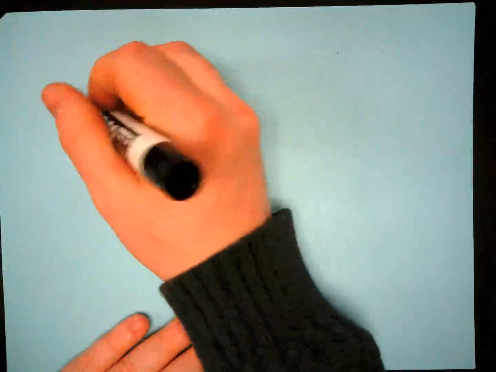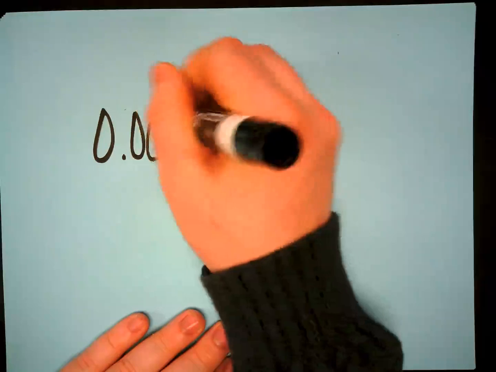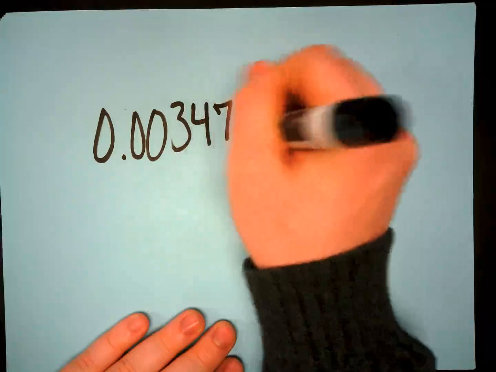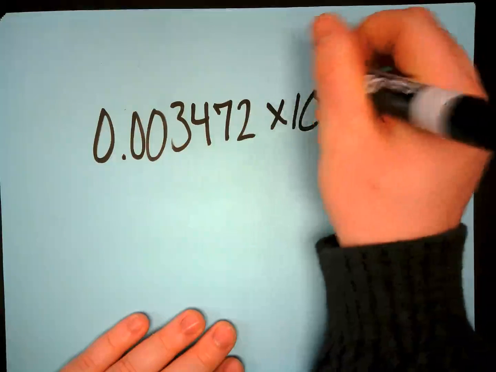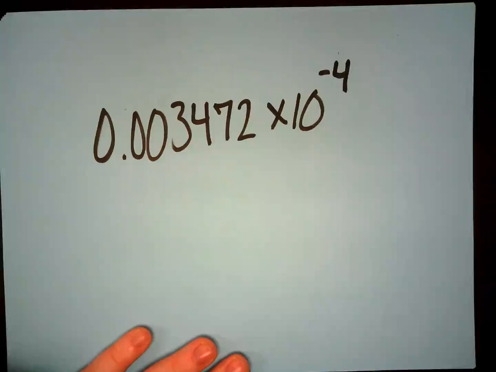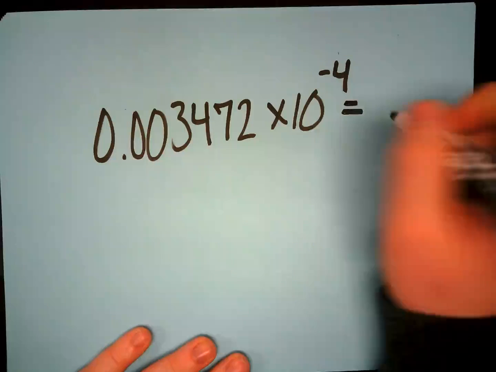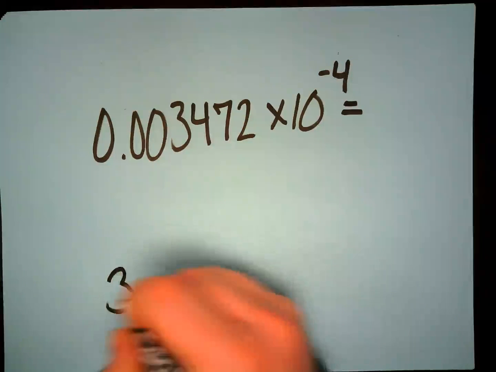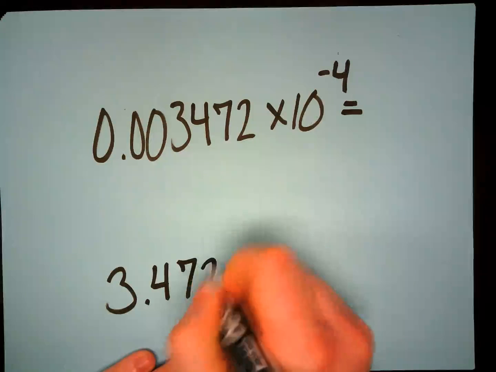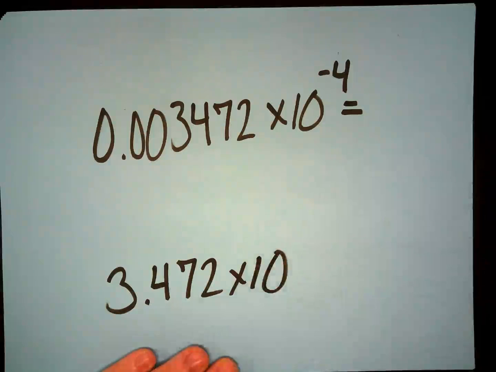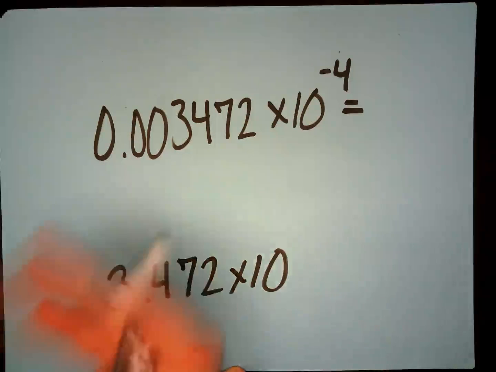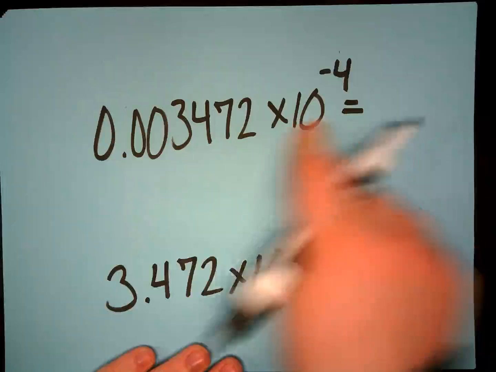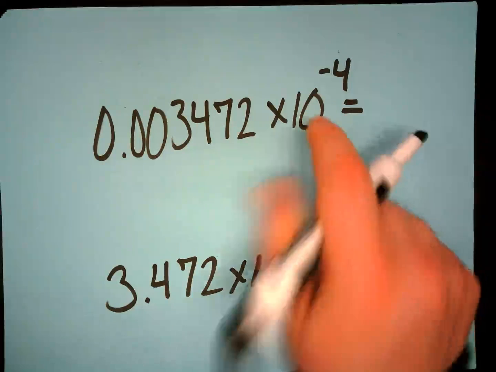Okay. Let's try another one, and let's make it a negative number. So let's say we've got 0.003472 times 10 to the negative fourth power. So again, we want it to look like this. We want it to look like 3.472 times 10 to the something. Okay, so I'm going to go through the first method. I'm going to take this whole thing out of scientific notation.